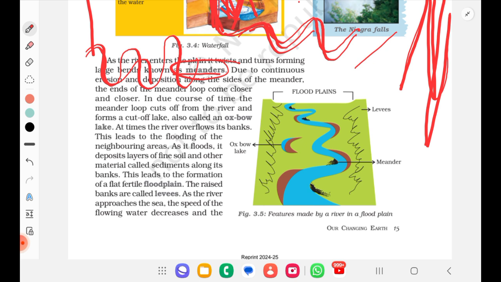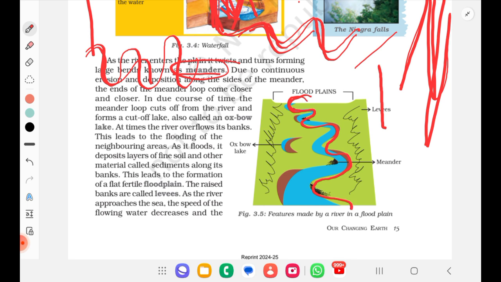The raised banks are called levees. As the river approaches the sea, the speed of the flowing water decreases. So we'll understand this. Initially, when they are on a steep slope, they form waterfalls. Once they start moving on the plains, they try to curve and bend. Because of bending, they form meanders.